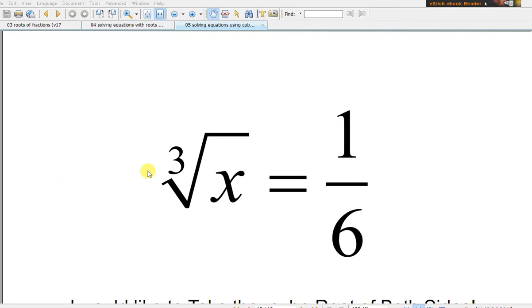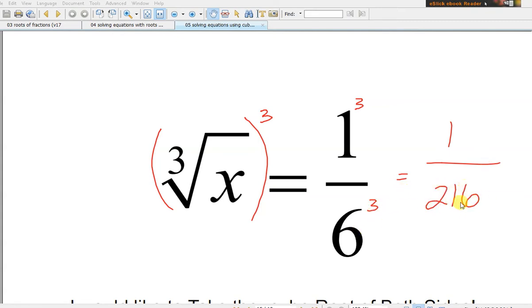How do I fight a cube root? I fight a cube root with a cube. 1 cubed is 1. 6 cubed, calculator time. 216. That's 6 times 6 times 6, which is 216.